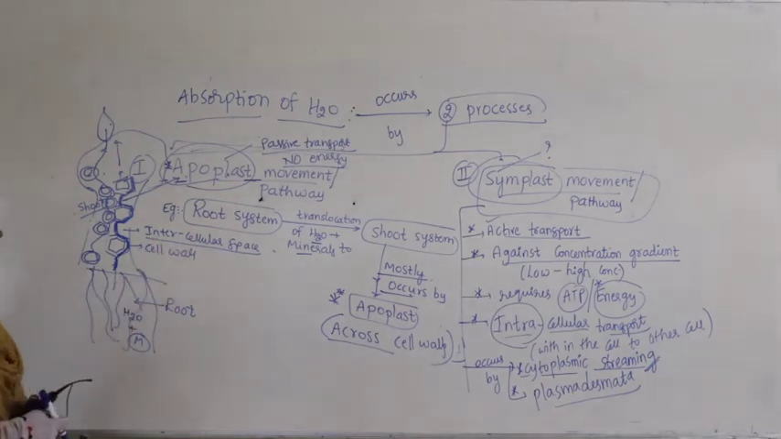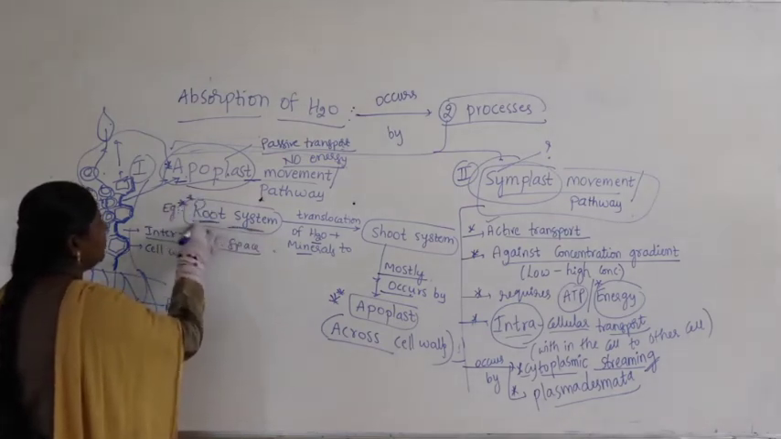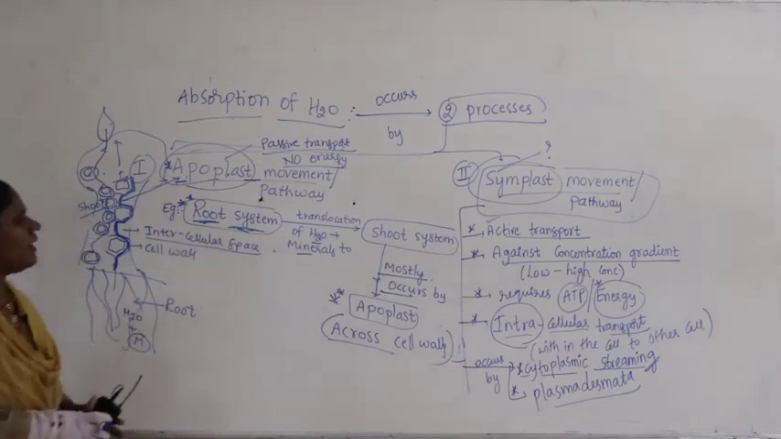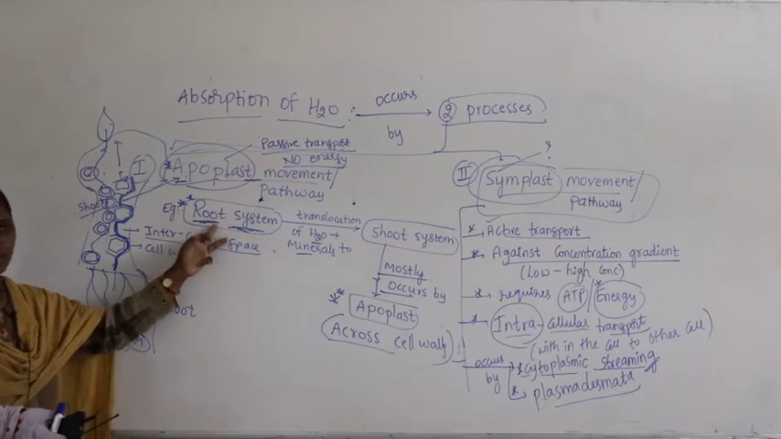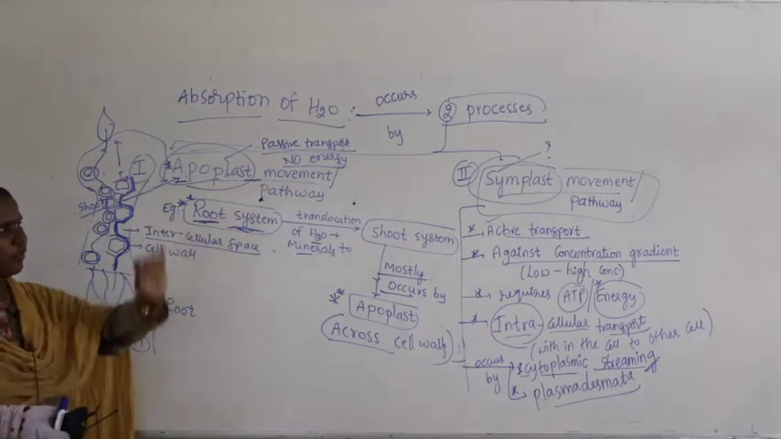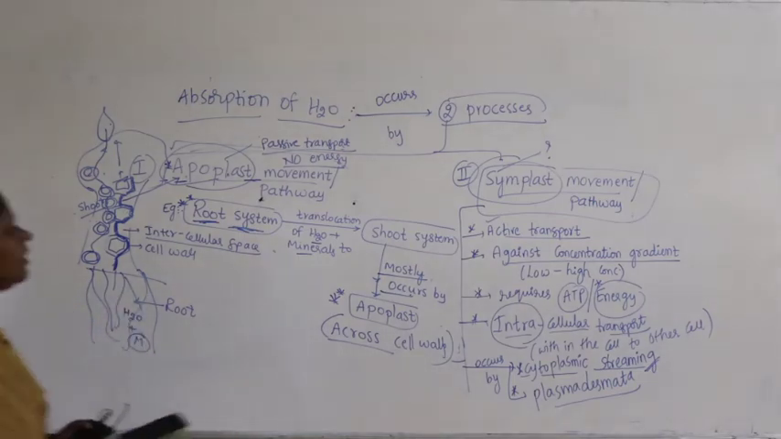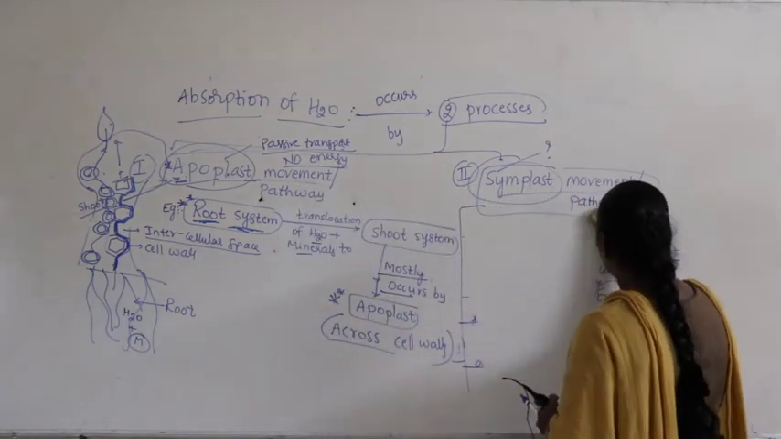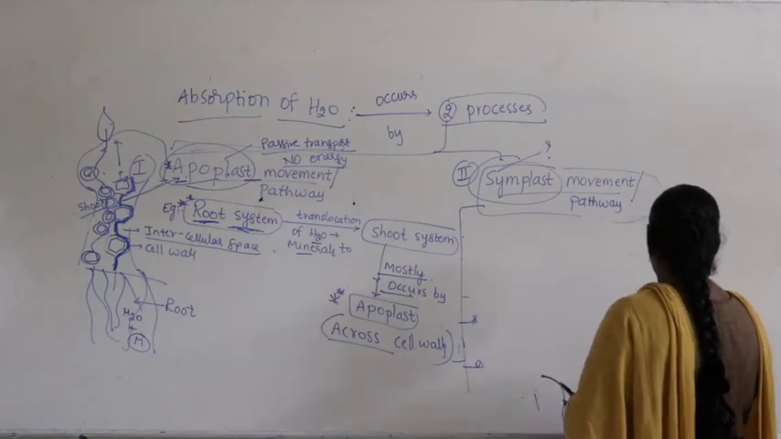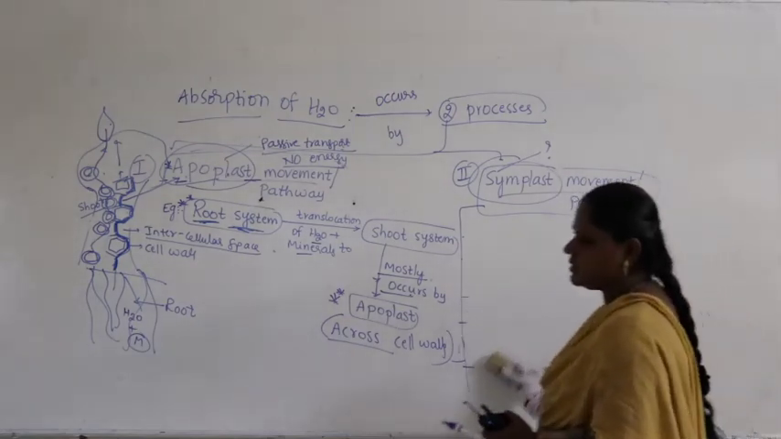Now, if you take the root system, let us see what happens within it. But before that, we will come back to the root system later. Let us first understand what is called symplastic movement. How does symplastic movement occur? Let us see now.